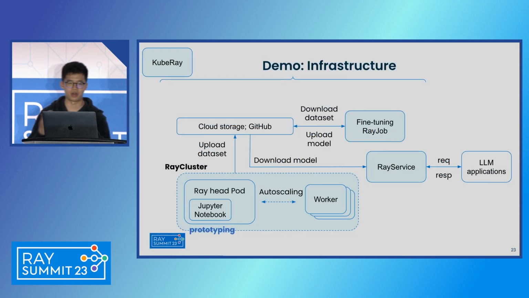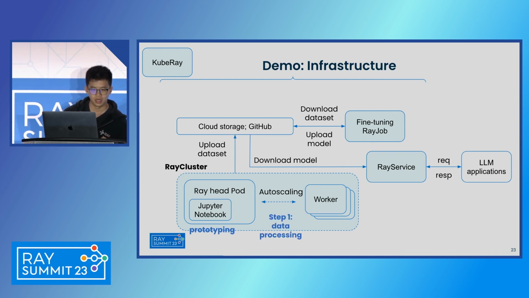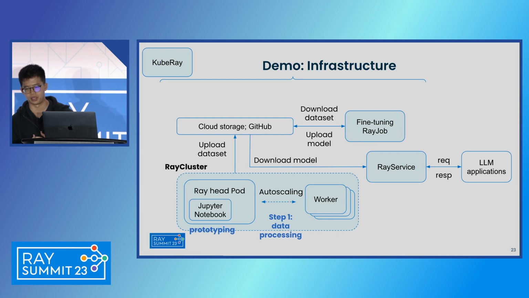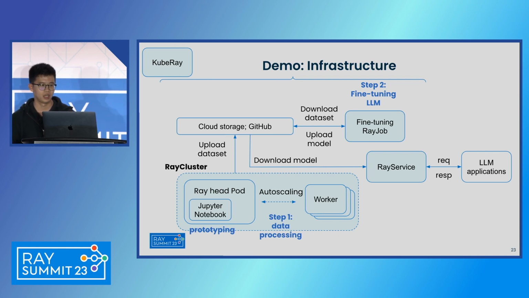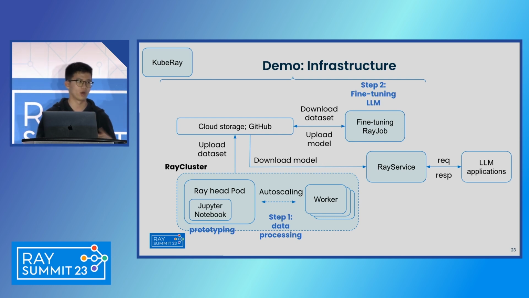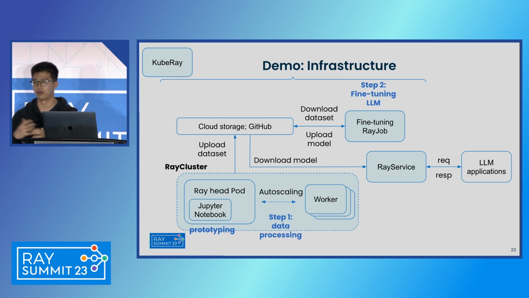Yeah, this is the architecture of our demo. The first is that we will do the data processing with the Ray cluster, Jupyter Notebook, and the autoscaling. And then after we finish the data processing, we will create a Ray job for the fine-tuning, because the computing resource requirement for the fine-tuning is predictable. So we decide to use Ray job to set the course.